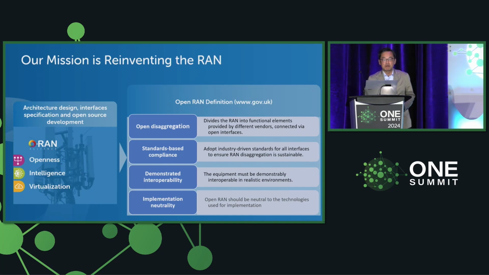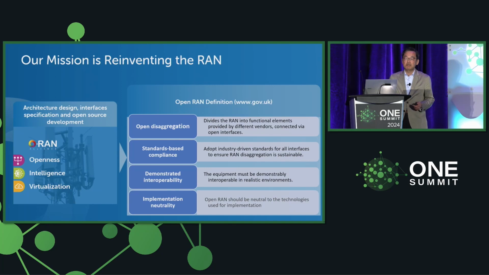So let me give you some more details. First, open disaggregation. This principle supports moving away from traditional RAN solutions that come from a single vendor. Instead, Open RAN promotes using a system where different parts of the RAN system come from various vendors and connect through standard open interfaces. This approach of breaking the system down into smaller, interchangeable, interoperable parts aims to create a diverse multi-vendor environment and encourage innovation.